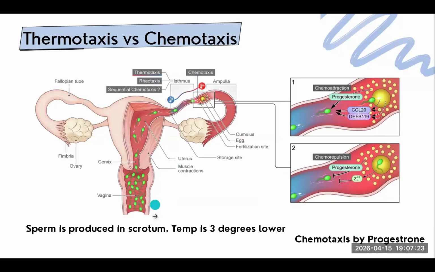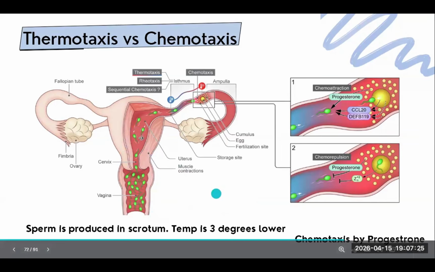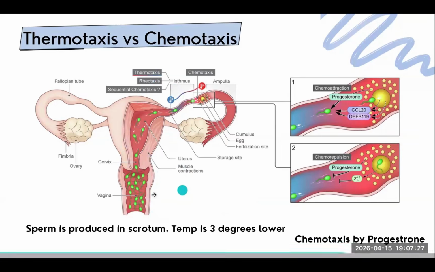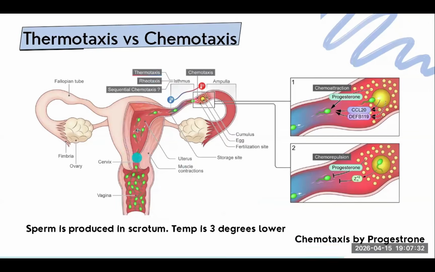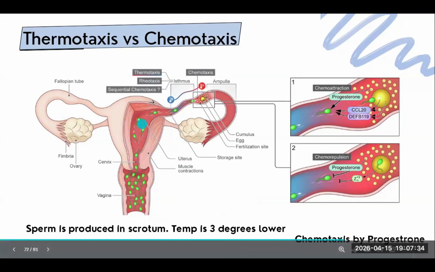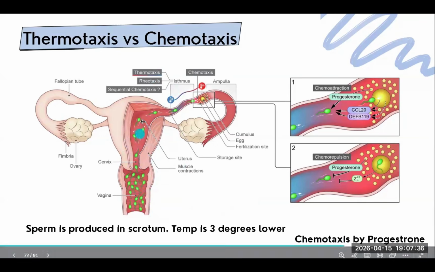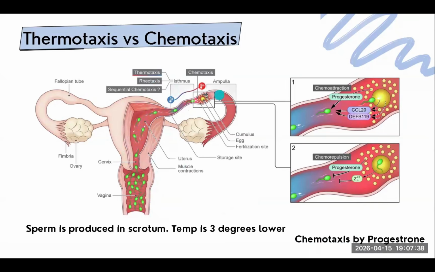The way thermotaxis works is that the sperm is produced in the scrotum. The temperature is 3 degrees lower than the body temperature. When the sperm is released into the vagina, the sperm is going to follow the body's temperature. The temperature would gradually increase. It's going to follow this temperature gradient all the way to the egg.